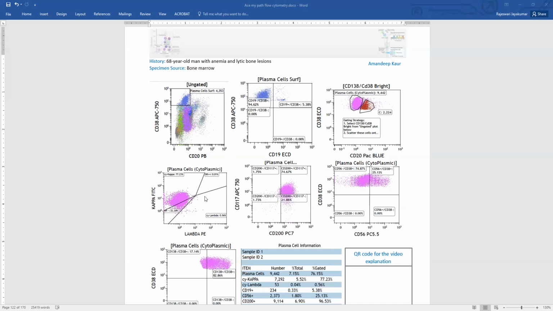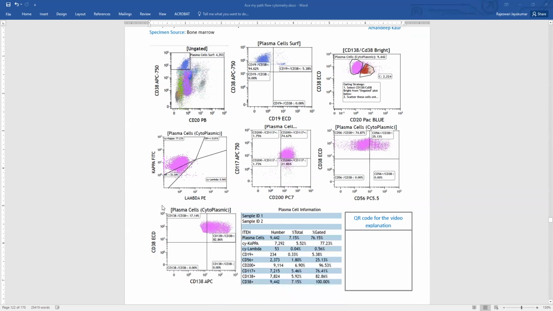We have monotypic kappa restricted plasma cells that are negative for CD19, and they express the aberrant markers CD117 and CD200. They express partial CD56. So all these are aberrant markers, 56, 117, 200. We don't expect to see them on normal plasma cells, and they are expressed on neoplastic plasma cells. They can be variably expressed on reactive plasma cells, but reactive plasma cells are polyclonal. So when you see this expressed on a monotypic plasma cell, then those are aberrant markers. This is just CD138 and CD38 showing that the plasma cells are positive for CD38 and CD138.